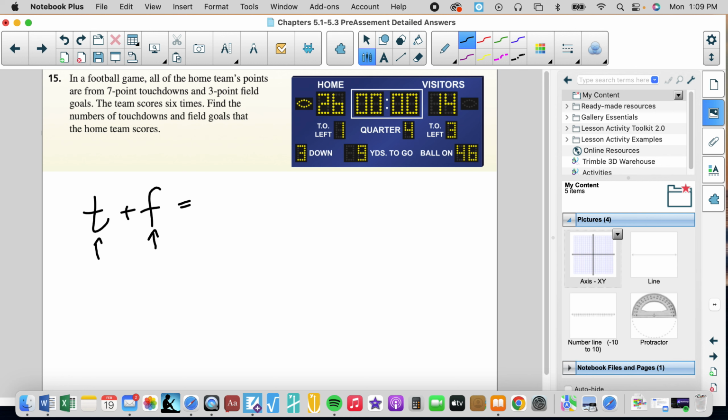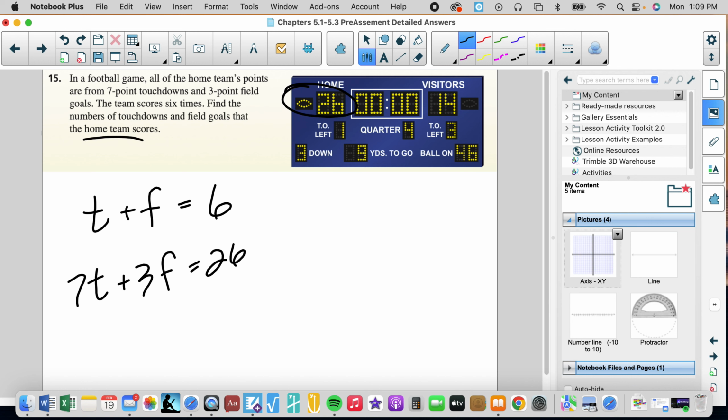Those are the times we score. Scoring, touchdown scoring is 6 times. So these are scoring opportunities. And then we know that touchdowns are worth 7 points. Field goals are worth 3 points. And they scored a total of 26 points. Find the number of times at the home team. Home scored 26 points. Right here. Home team. All right, now we can either use substitution or elimination.